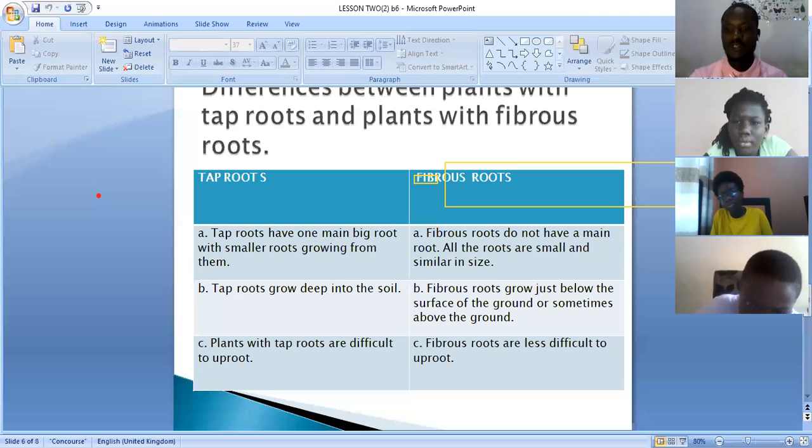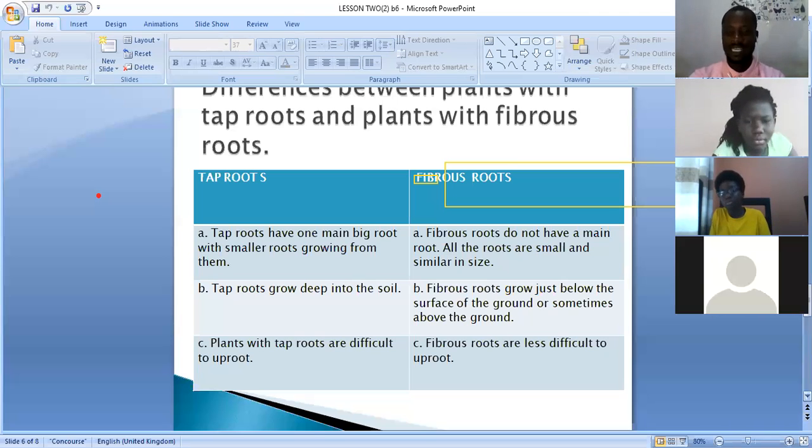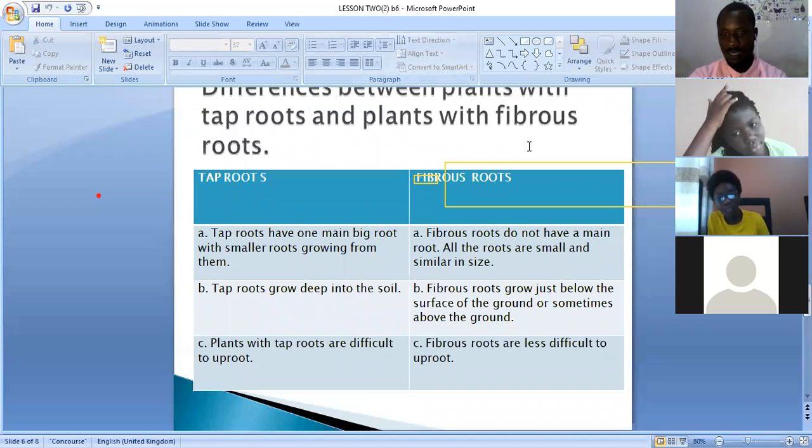So you can't actually use the stem to say that because of the size of the stem, it is basically a taproot or fibrous root. So the stem cannot be used. You can normally identify them by their leaves or their roots. Good. So let's move on. Let's look at the summary of today's lesson.